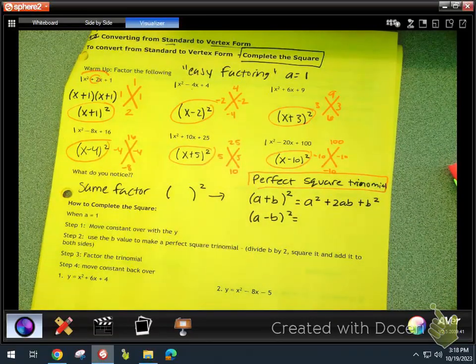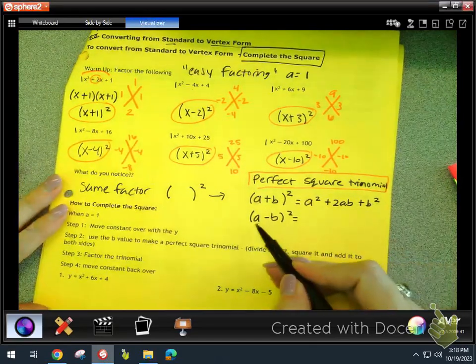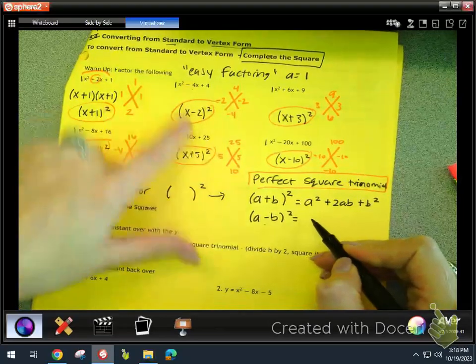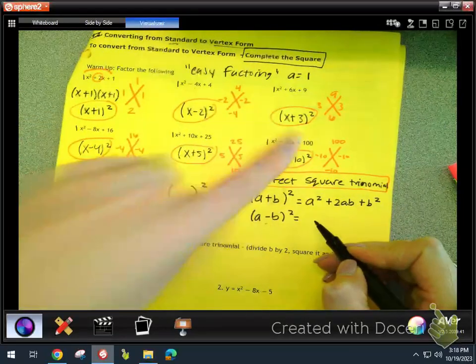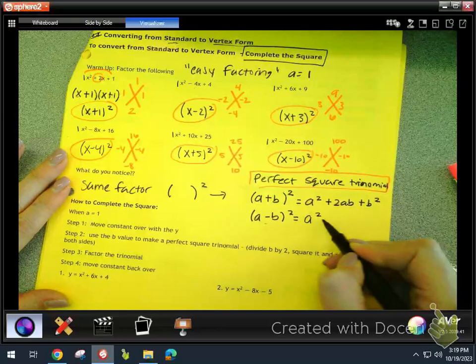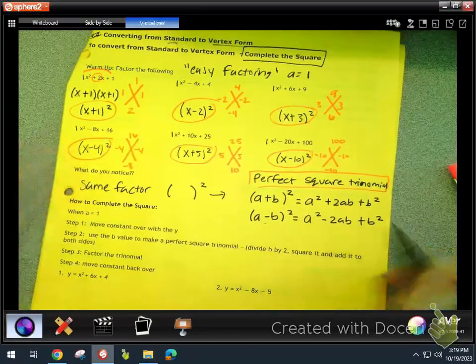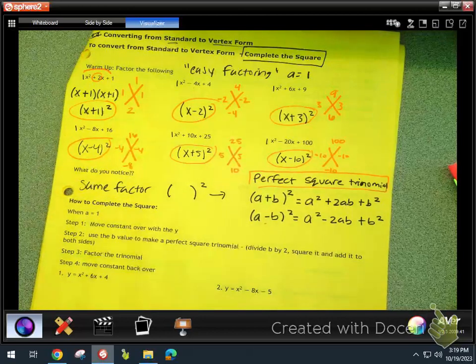Again, you don't have to memorize this. Don't stress about it. I just want to show you where some stuff comes from here. And then the only thing that's different is if there is a subtraction between them. What do you notice? When there was a subtraction between them, what happened in the middle term? It was subtracted. Minus 2AB plus B squared. Again, it's just a pattern that happens when you are squaring the exact same factor.